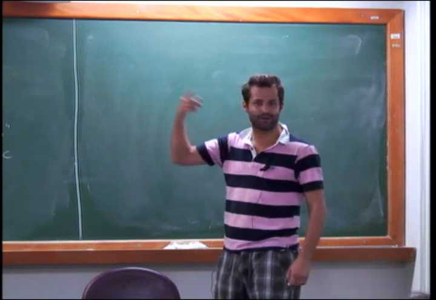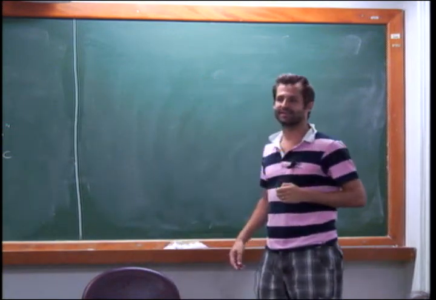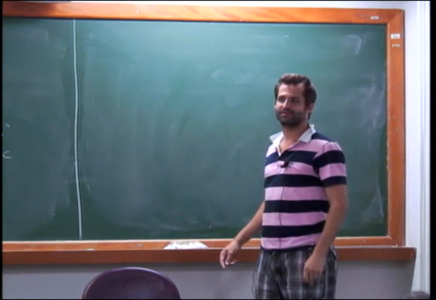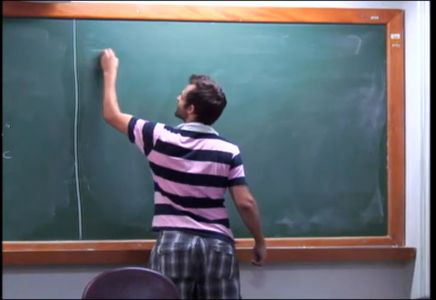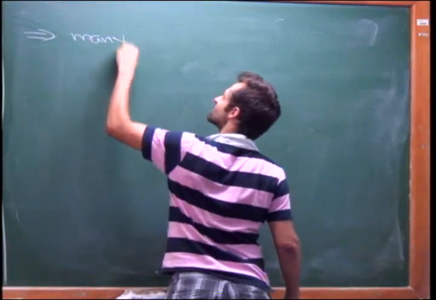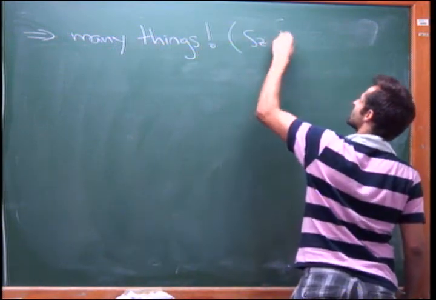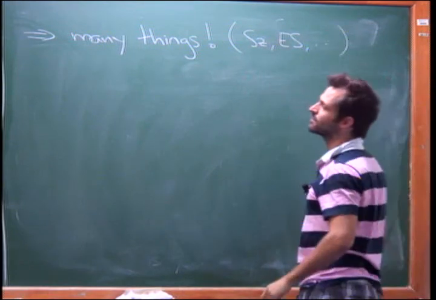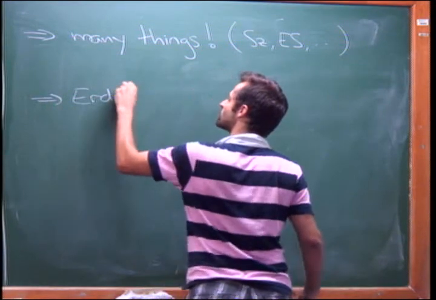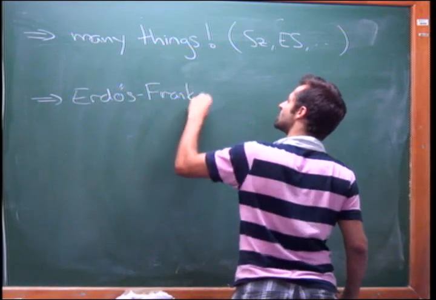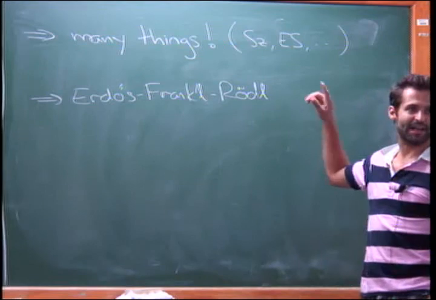So just to link back to what I did in the first half, it allows you to prove the Erdős-Frankl-Rödl theorem for sets of size m. So this implies many things: Szemerédi, Erdős-Stone, etc. It implies Erdős-Frankl-Rödl without using the regularity lemma.